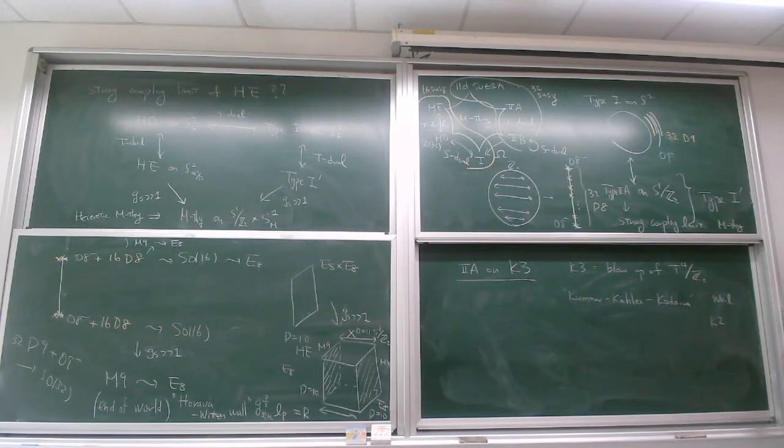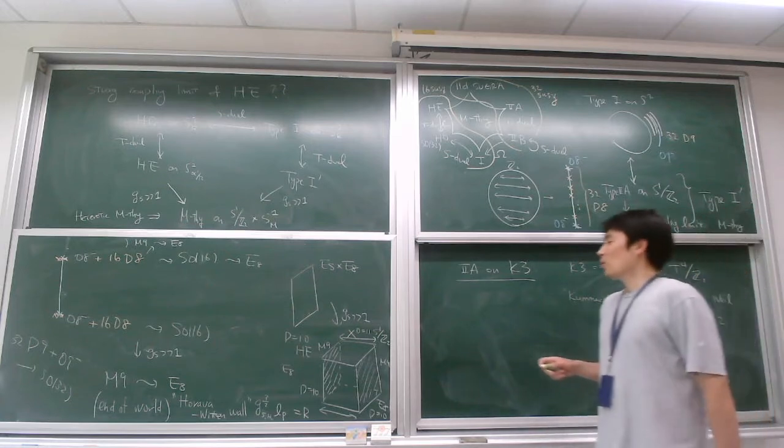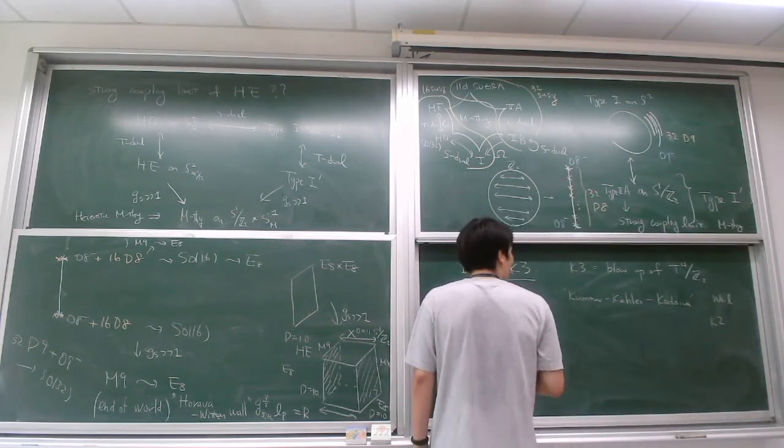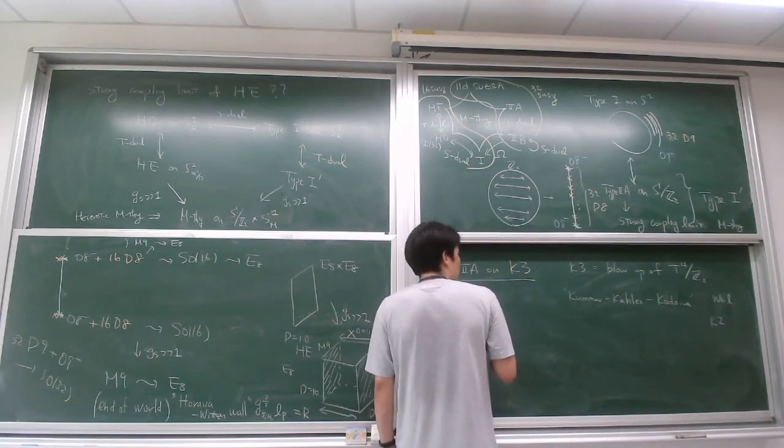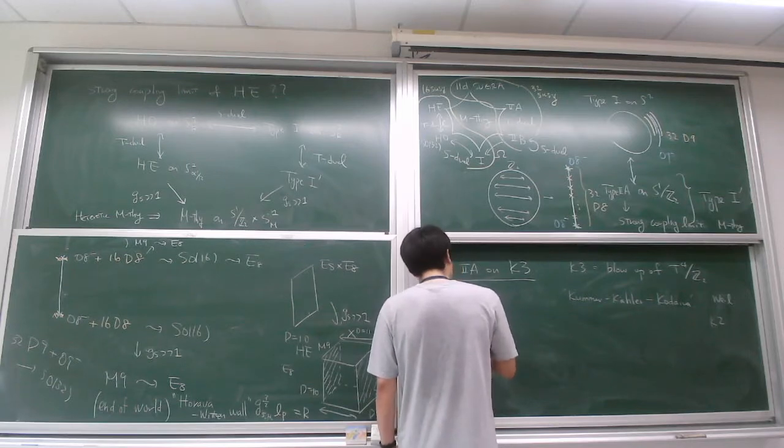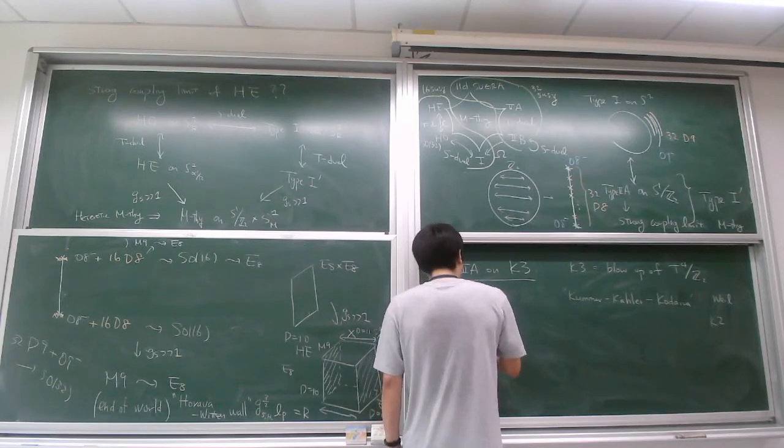One is called moonshine. It's a different topic, but the three Japanese string theorists, I think they are very famous.